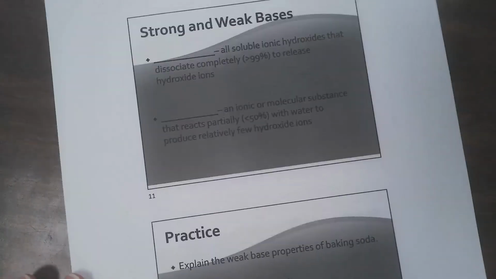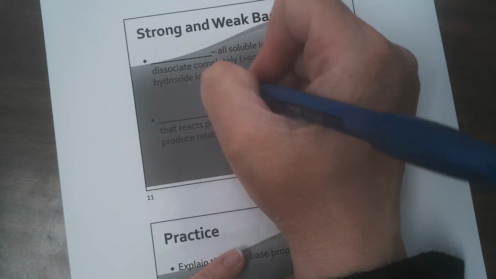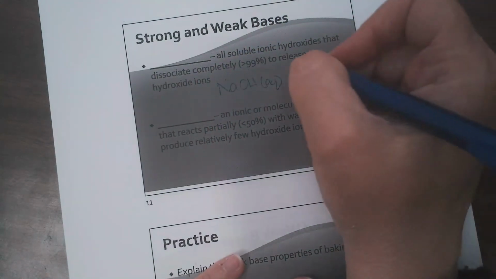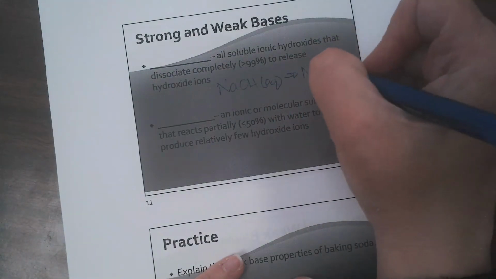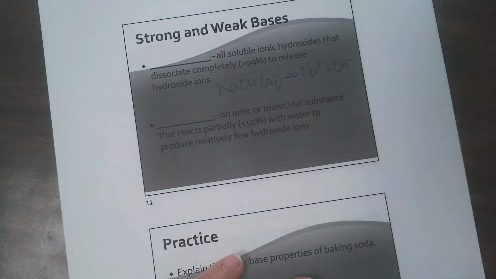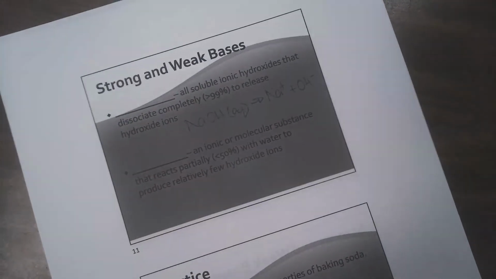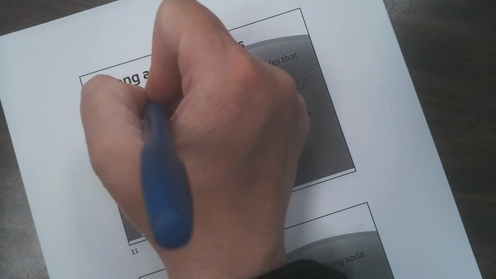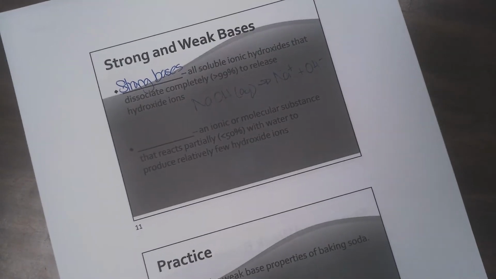Strong bases will dissociate completely. Sodium hydroxide, when we put it into water, will go straight to sodium ion and a hydroxide ion. I really do apologize for this being dark. So strong bases will completely break down into their ionic components.